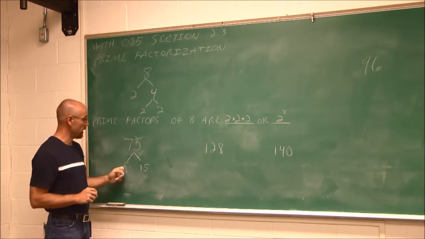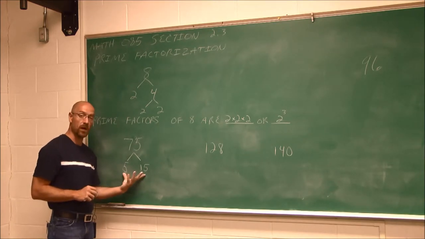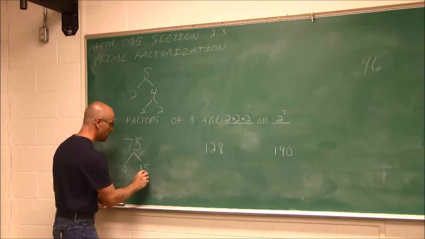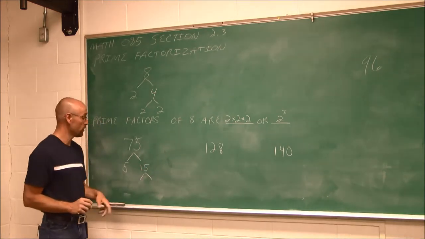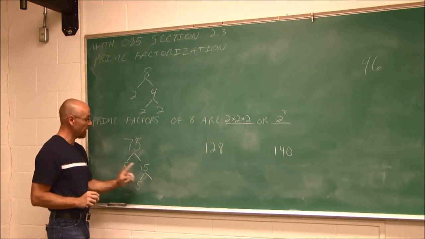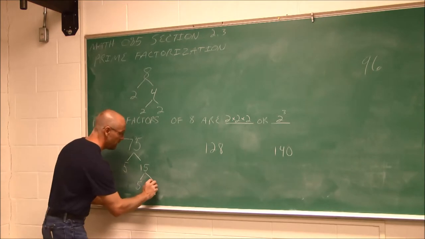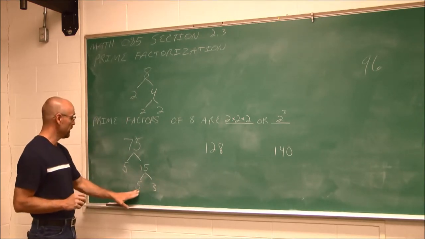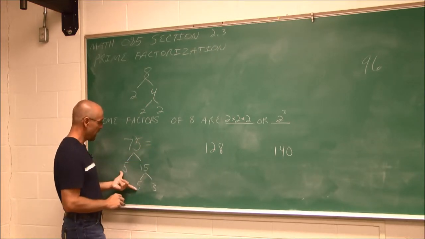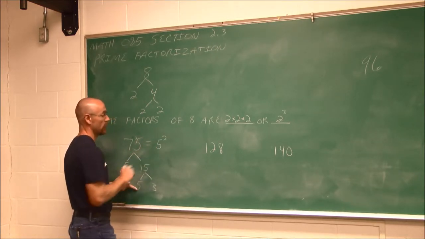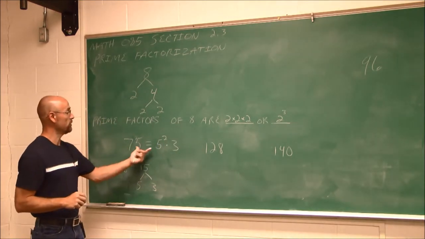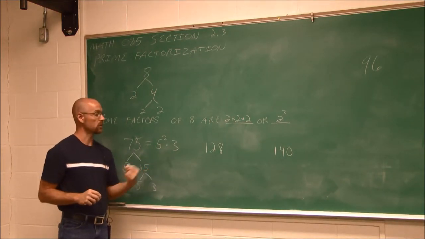So now I say, well, I have 5 and 15. Are these prime numbers? Well, 5 is a prime number, but 15 is not. I can further factor that down. Well, 15, I know, it ends in 5, so it's divisible by 5. And now I can say, well, what times 5 is 15? I know it's 3. And 3 and 5 cannot be broken down any further. So it's prime factorization. I have two factors of 5, that's 5 squared, times one factor of 3. So 75 is the same thing as 5 squared times 3.